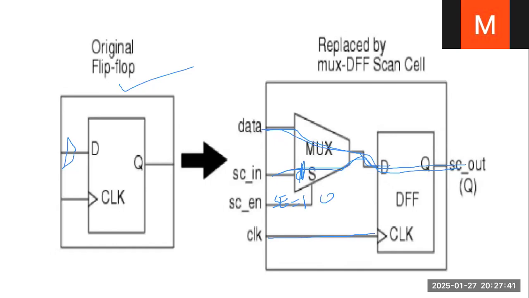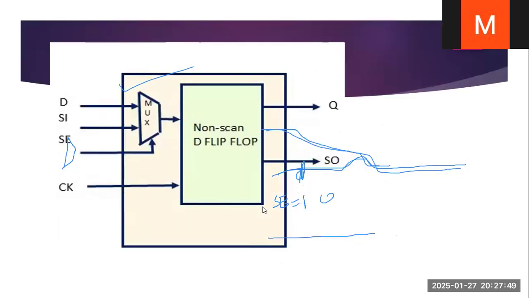Appending the multiplexer to the normal flip-flop gives us two extra pins, that is scan enable and scan input. After appending the multiplexer, we can control the flow of data, scan data for shifting and also the normal data. When scan enable is zero, we are in functional mode. In functional mode, the actual functional inputs pass through the flip-flop.